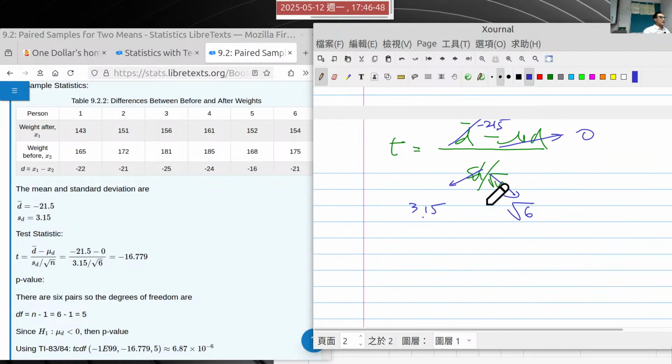Square root of 6. Let me rewrite the formula. The T will be minus 21.5 minus 0, over 3.15 divided by square root of 6. And if you don't know how to calculate, let me show you.